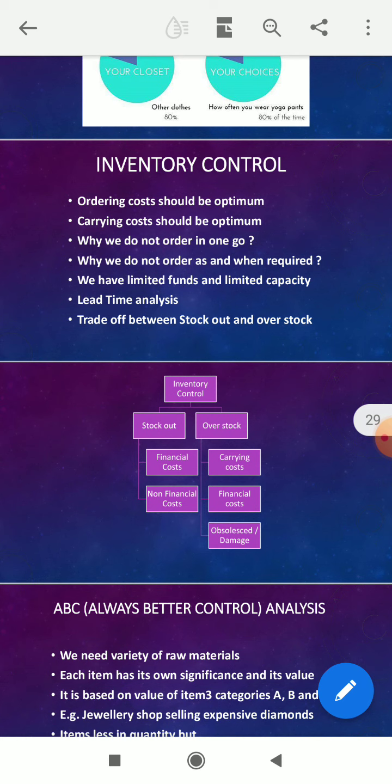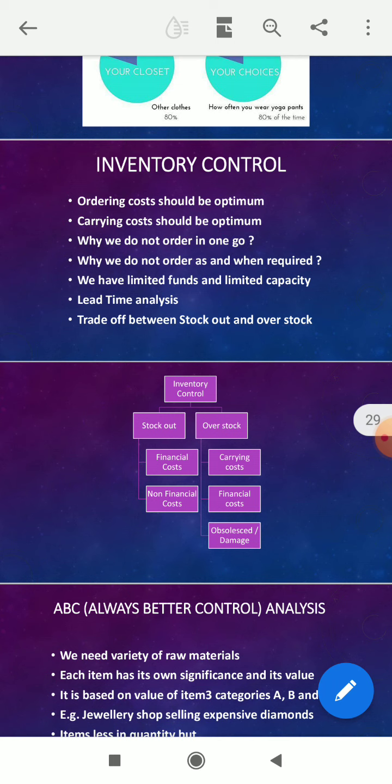In inventory control, the ordering cost should be optimum, and the carrying cost should be optimum. Why do we not order in one go, and why do we not order as and when required? We have limited funds and limited capacity, lead time analysis, and a trade-off between stock out and overstock.